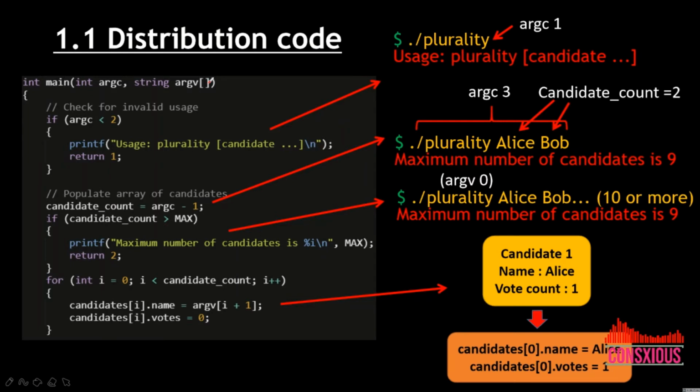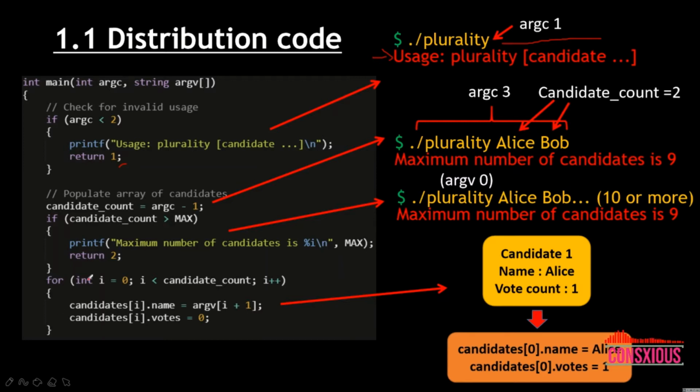So you can see the next sections of the distribution code. It means argument count and argument value. This is the integer and this is the string. So for this if statement, if argument count is less than 2, then we will print this statement here and return 1. What it means is that in this program, if we just type ./priority with no candidate name behind, you print this statement here. So this is what this if statement means.